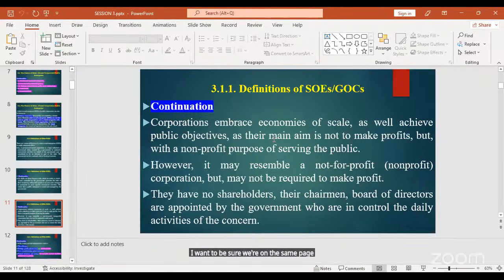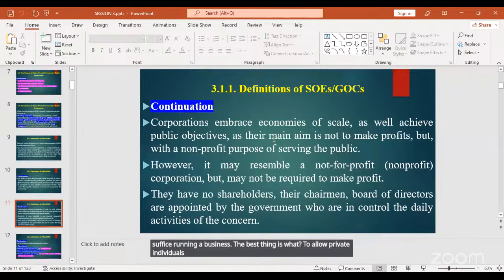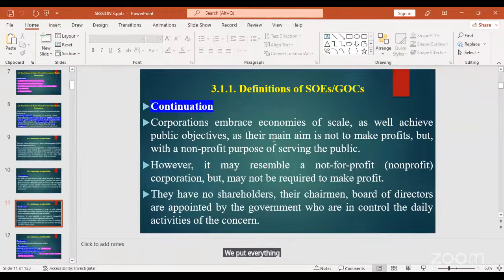So government will keep on running business. But when government can no longer survive running a business, the best thing is what? To allow private individuals. Private individuals don't allow people to come and steal from them. They will put everything in place.